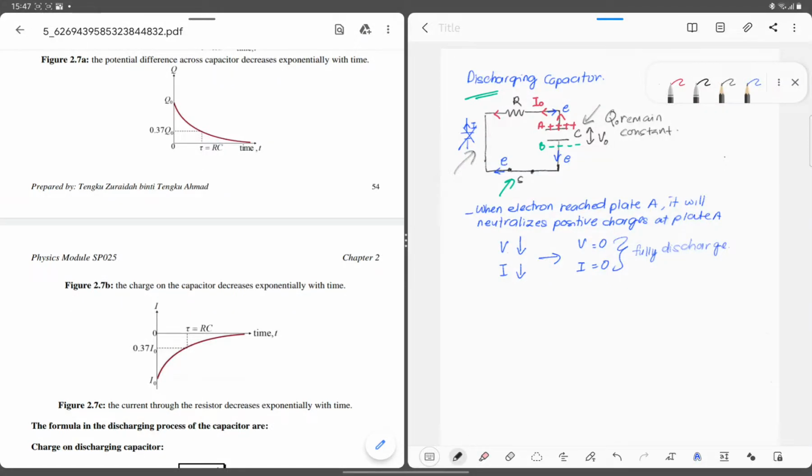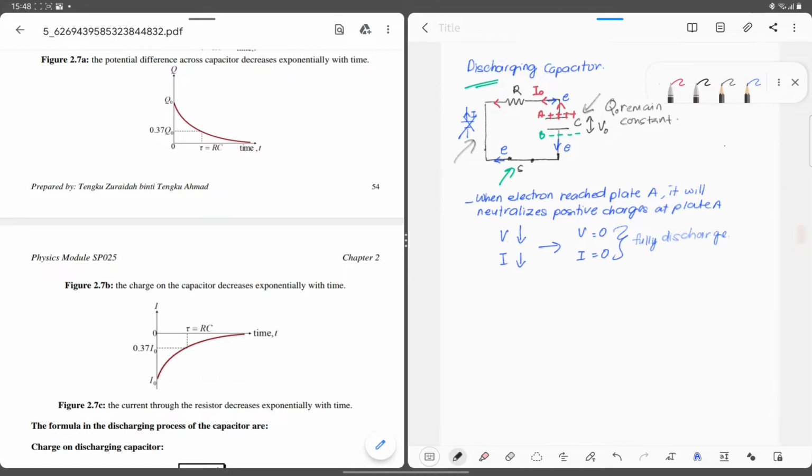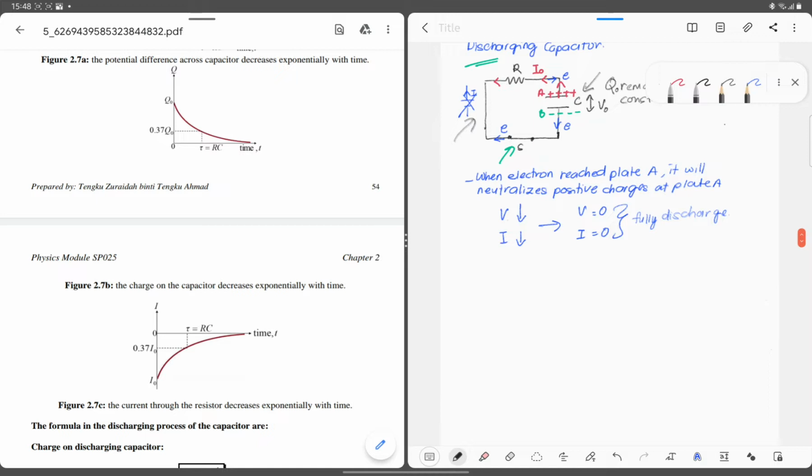Alright guys, now we are going to continue the lesson with how we are going to sketch and explain the characteristics of Q against T and I against T graph for discharging process. So here's our previous notes. We want to relate what we have learned just now. Now I'm going to show you a graph of Q and I, Q against T and I against T.